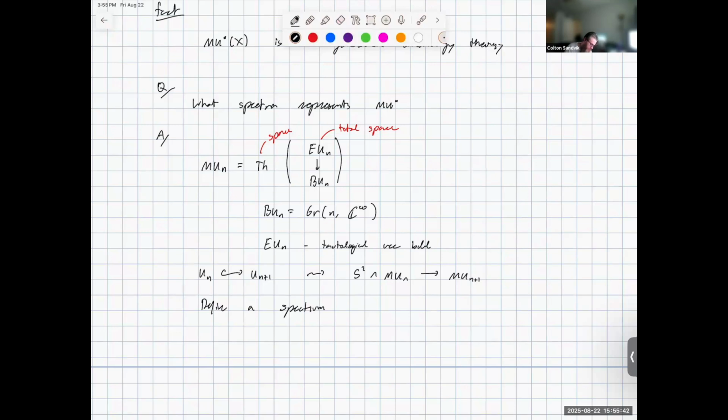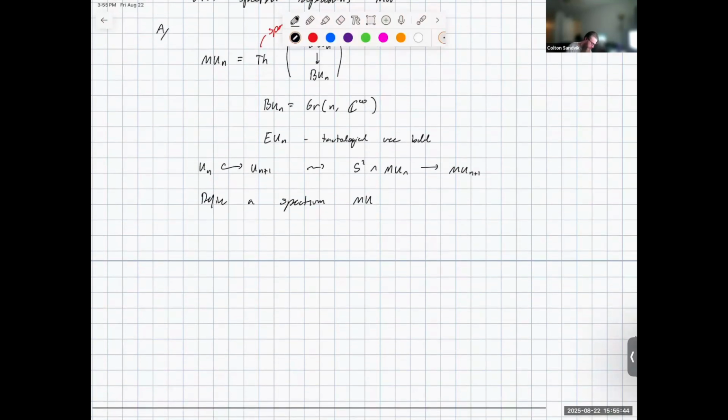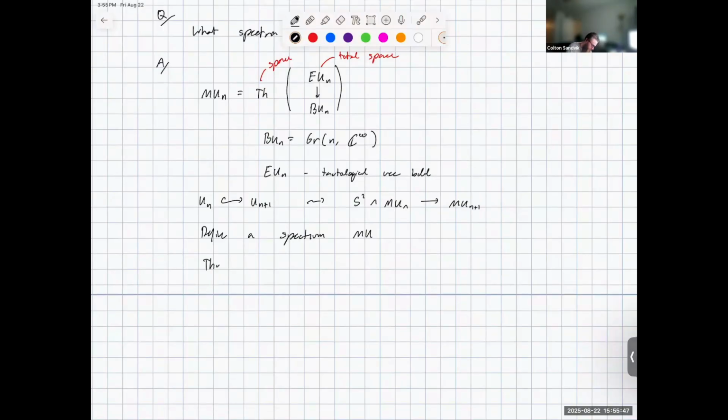Which I'm just going to denote MU, and then the theorem is that MU represents topological cobordism. I really don't come from a place of topology or geometry, so I don't have any intuition for why this is the correct spectrum. I know there are general ways of constructing these from cohomology theories, but maybe someone has a better answer.